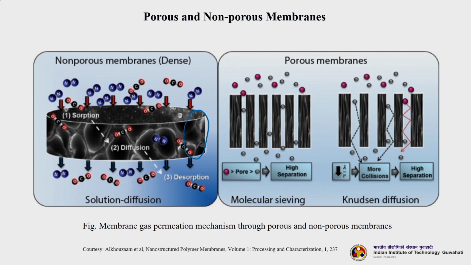But now let us look into the porous membrane. For porous membranes, two distinct transport mechanisms can be identified. One is molecular sieving. Molecular sieving is basically size exclusion.